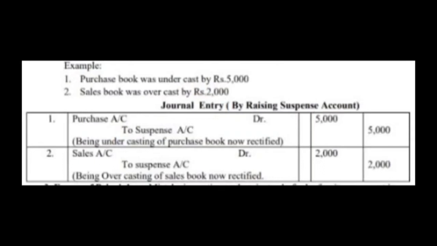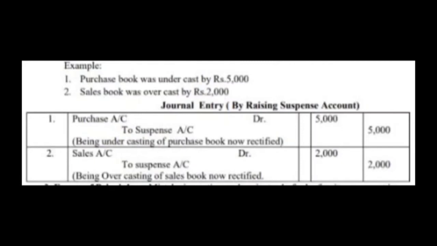Another example that will give you a clearer concept regarding the suspense account. As we have discussed before, the suspense account is an account which arises when you have nothing to post on either the debit side or the credit side. So here in the example you can see at number 1 that the purchase book was undercast by 5,000. Now what will happen here? The purchase is undercast by 5,000.